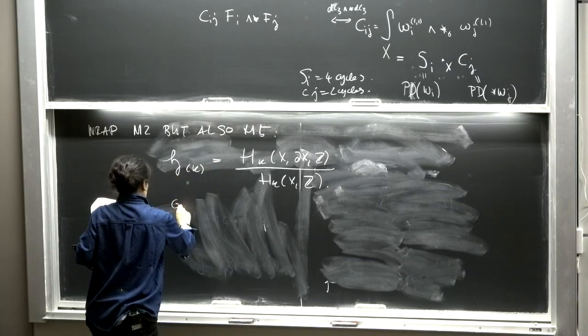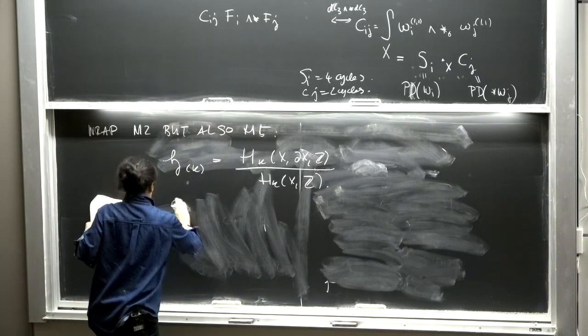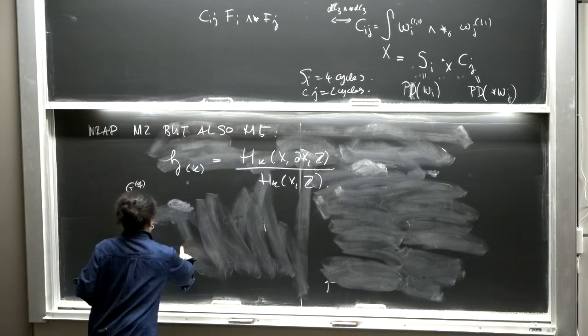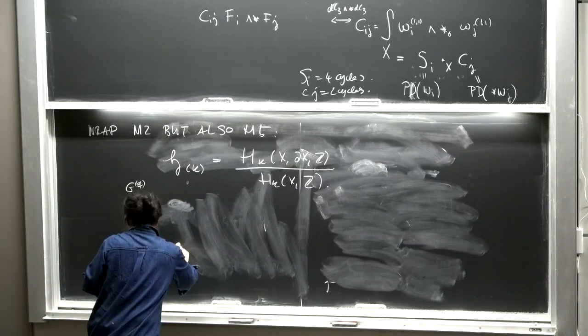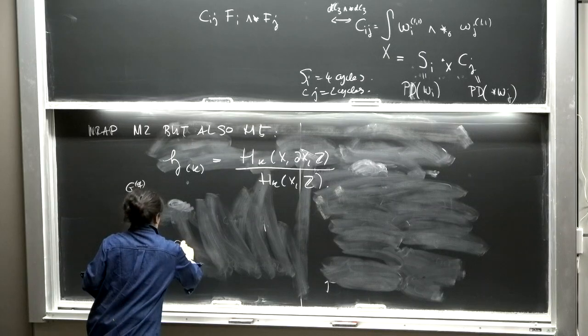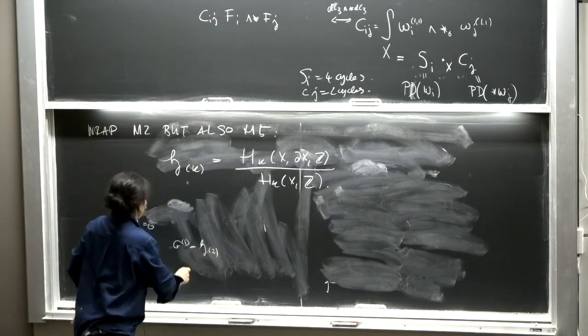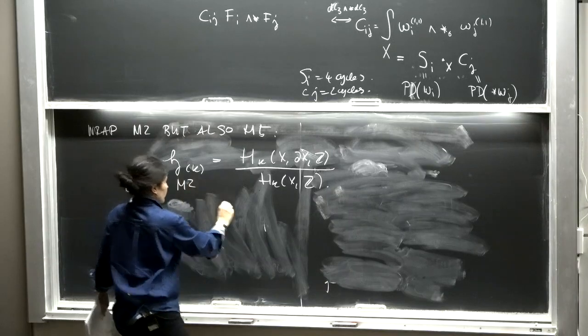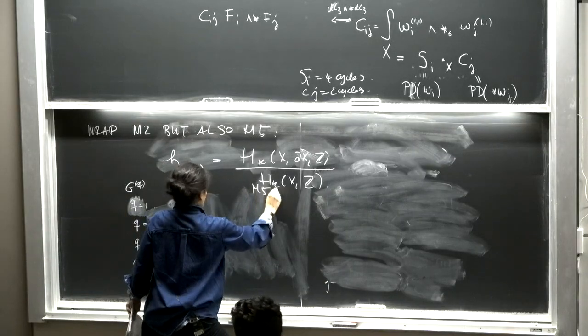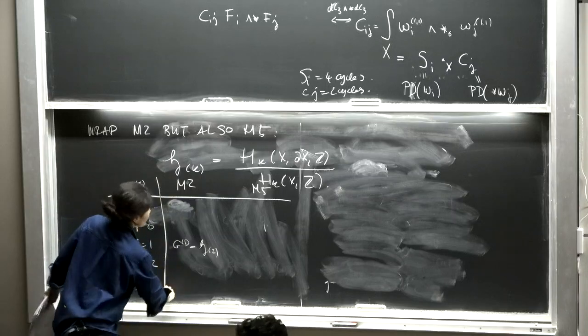So I get an electric one-form symmetry from H2. So this is G1 from H2. And so here I'm wrapping M2 branes, and here I'm wrapping M5 branes. There's some table that I'm trying to write down here.